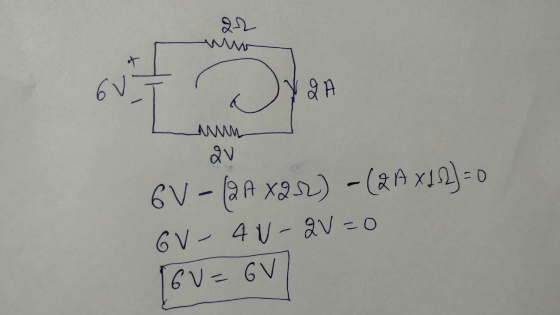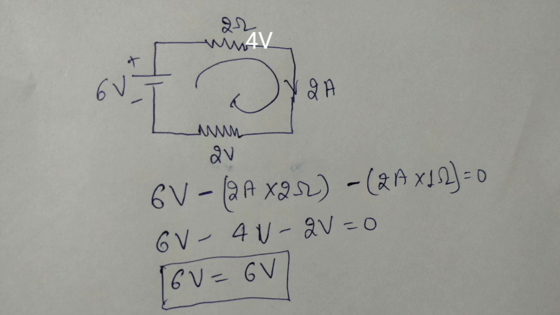We then lose 4 volt on passing the 2 ohm resistor to give a new potential of 2 volt. Finally, the voltage drops by 2 volt in the 1 ohm resistor, back to 0 again. Kirchhoff's voltage law can be summarized in this situation as 6 volt minus, here we have a resistor of 2 ohm and the current is 2 ampere, and next here we have a 1 ohm resistor and 2 ampere.